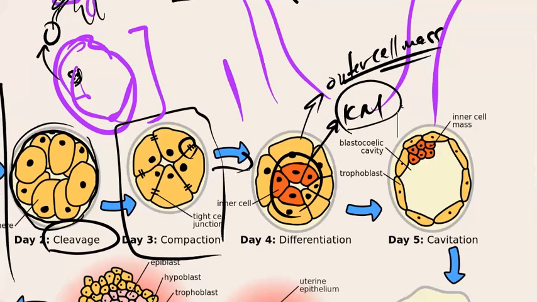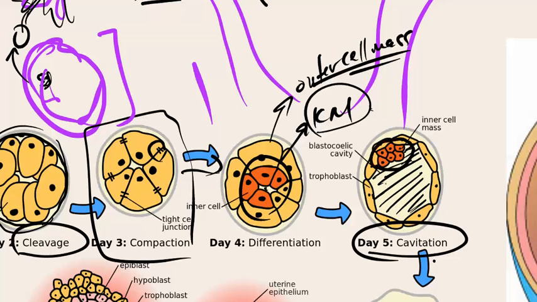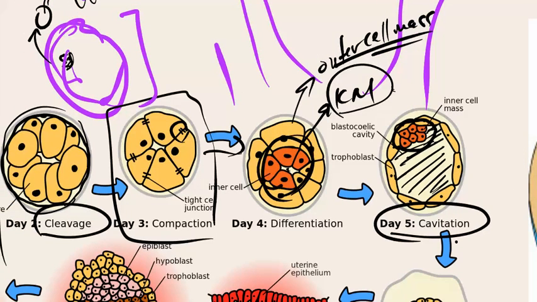So once again, at this point here, we're going to get cavitation. Inside here, we're going to start forming a cavity. And these cells right here in red, this is your inner cell mass. Surrounding these cells, these are your trophoblasts. The trophoblast is what's going to give rise to your placenta. The inner cell mass is what's going to give rise to your embryo, the embryo proper. Cool. Is anyone confused so far?